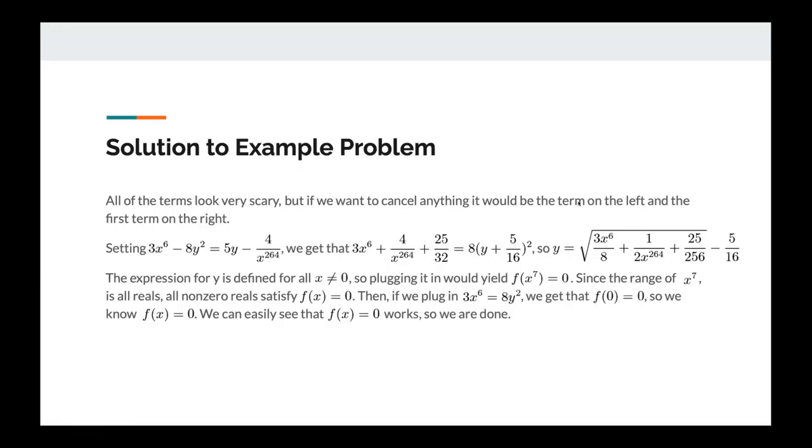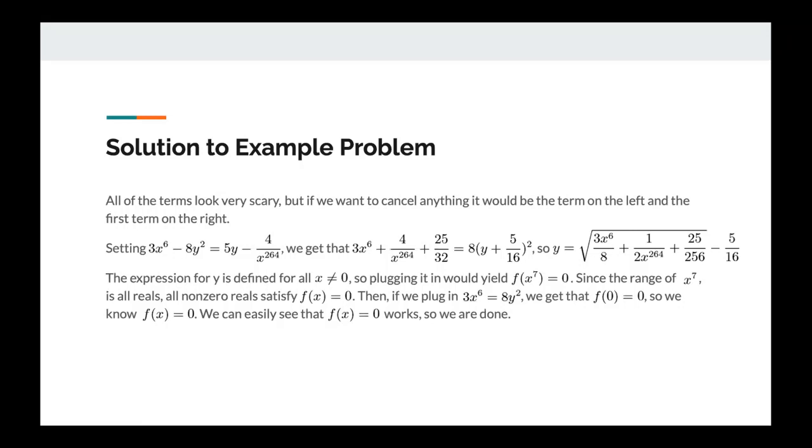And how do we know y is defined? Well, we know that 3x to the 6 over 8 is positive. We know that 1 over 2x to the 264 is also positive, and we know that 25 over 256 is also positive. So the entire thing under the radical is positive, which means that the square root is defined. And so for every x other than 0, there would be a y which is defined, which cancels the first two terms. This is super important because once we cancel those first two terms, all we get left is that f of x to the 7 equals 0.